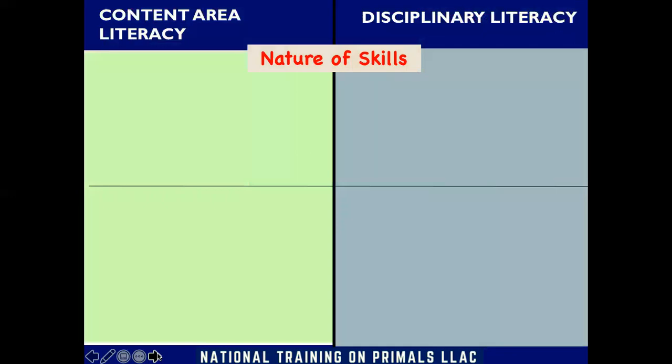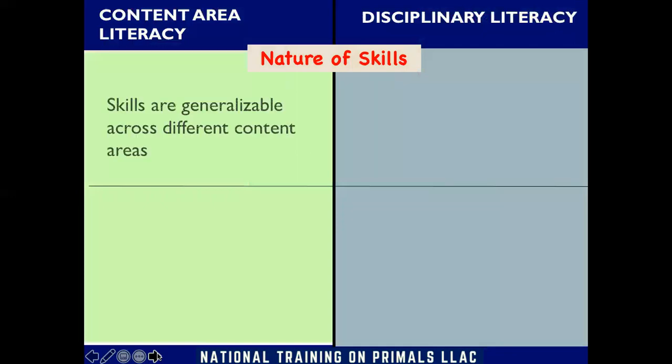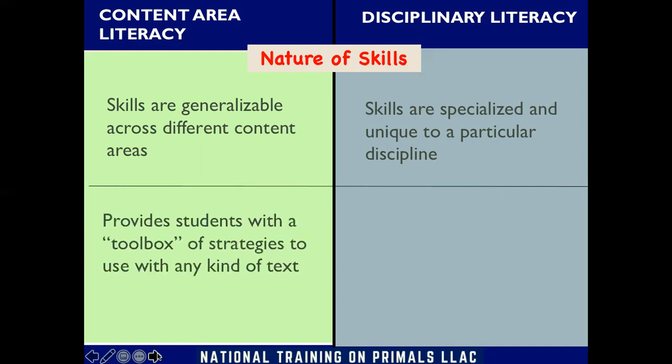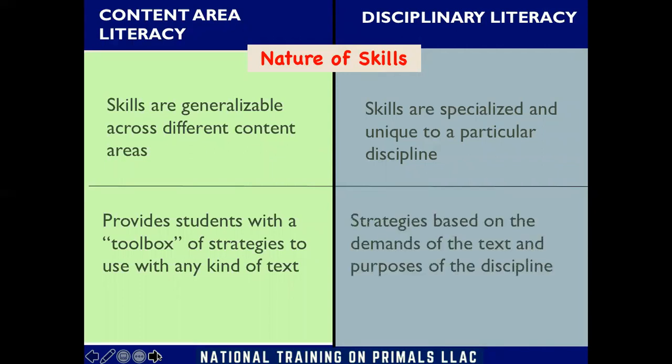In content area literacy, or CAL, skills are generalizable across different content areas, while those in DL, or disciplinary literacy, are specialized and unique to a particular discipline. Consequently, CAL provides students with a toolbox of strategies to use with any kind of text, while in DL, strategies depend on the demands of the text and purposes of the discipline.